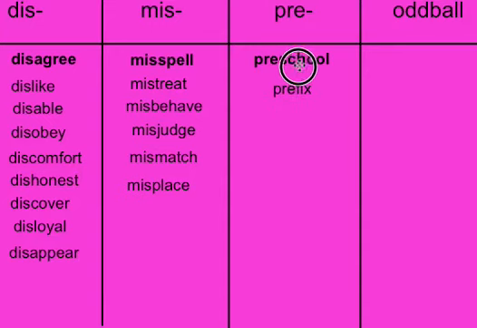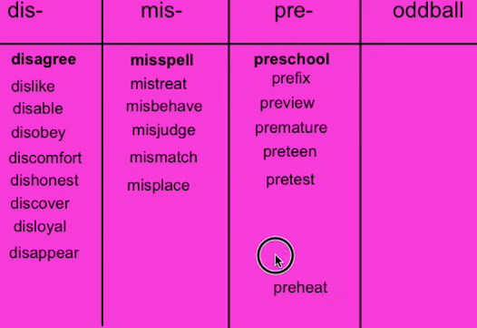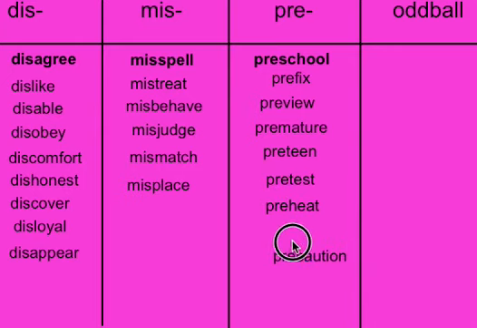Prefix, which is just what we just talked about. Preview. Go ahead and find the word premature. Mature means you're ready to do something. Premature means before you're ready. Preteen, before you are a teenager. Pretest, before you start a unit. Preheat. Find the word precaution. Caution means to use caution. Precaution would be to use caution before.